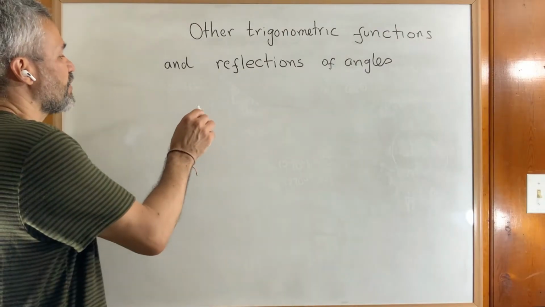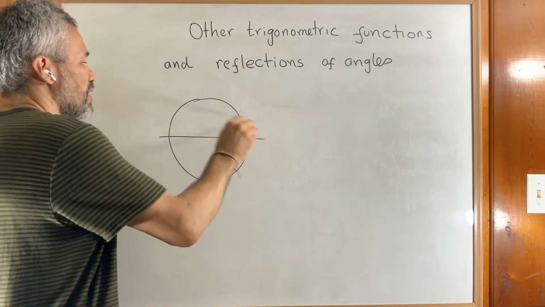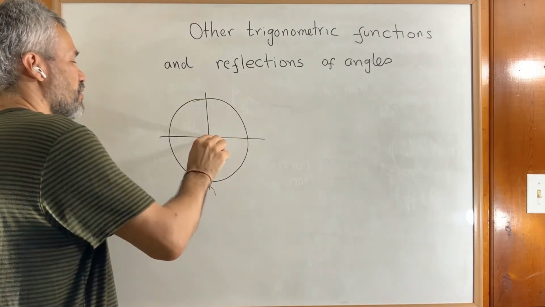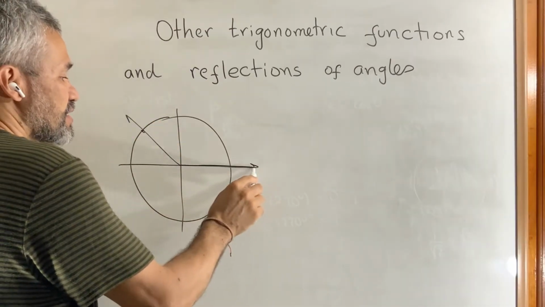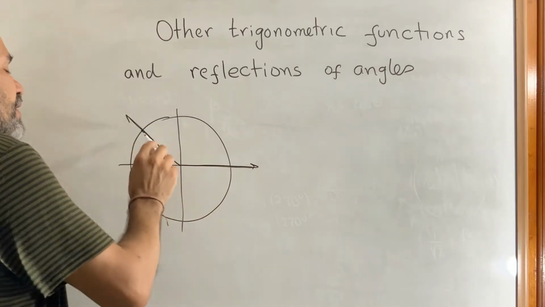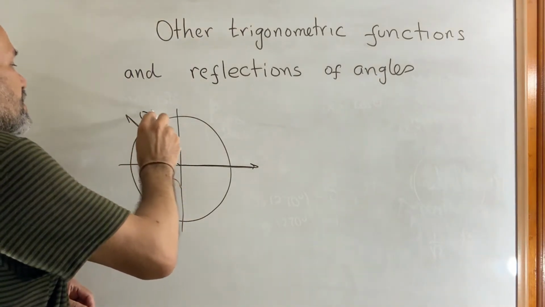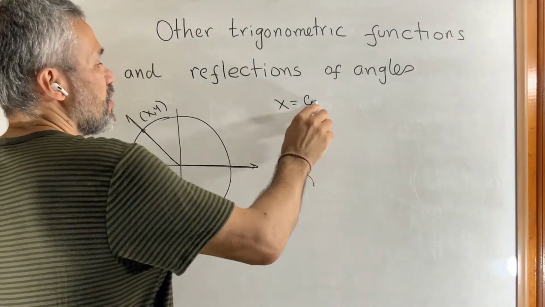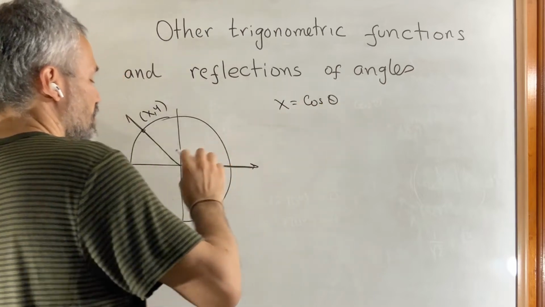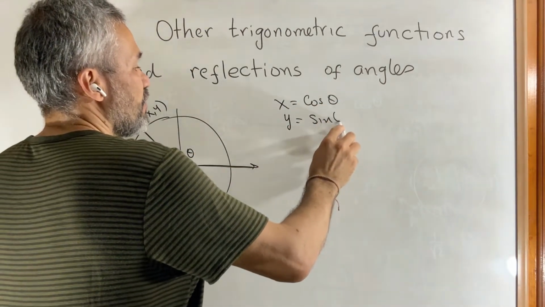Let me start by reviewing the sine and cosine function. We have the unit circle, and for every angle, there is a point in the unit circle that goes with it. Remember, this is the initial ray, this is the final ray, and this is the terminal point in the unit circle. The coordinates are x and y, and x is cosine of the angle. This is the angle, and y is sine of the angle.